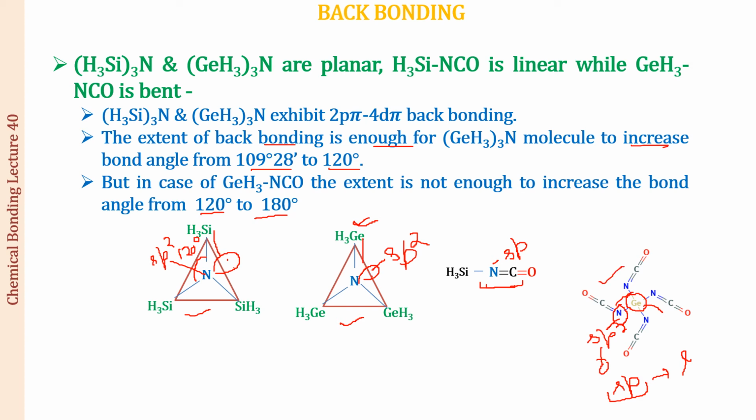This is not a very strong back bonding for germanium nitrogen, so the angle can shift from 120 to 180. It was possible from 109 degrees to 120 degrees, but not from 120 to 180. So here, back bonding is taking place and the effect of back bonding is there, whereas in the case of germyl isocyanate, we do not see the effect of back bonding to be that pronounced, and the shape of the molecule remains bent only.